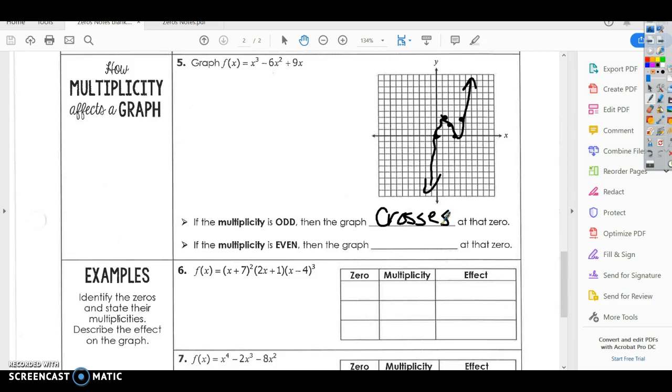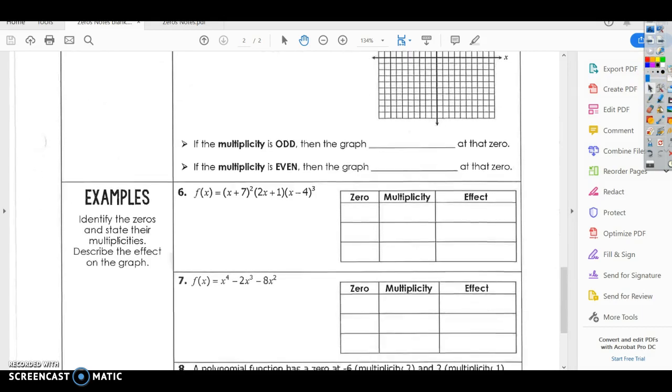If the multiplicity is even, remember the other one had a power of 2, so it was x minus 3. We solved that and got x equals 3, so it has a 0 at 3, but that was multiplicity of 2. 2 is an even number, so if it's an even number, it's going to turn at the 0. So if it asks what happens with the multiplicity, you're basically going to say it either crosses at the 0 or it turns at the 0. And again, I'm hoping you're looking at your calculator. The picture that I sketched is not the best picture.